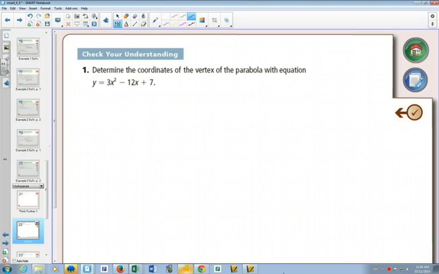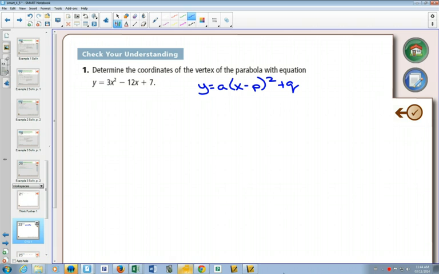So again, this is in general form. Just looking at it, we can't tell what the vertex is. Okay? Our goal is to rewrite this in this form, because then we'd be able to see what the vertex would be right from the equation. And we do that by completing the square.